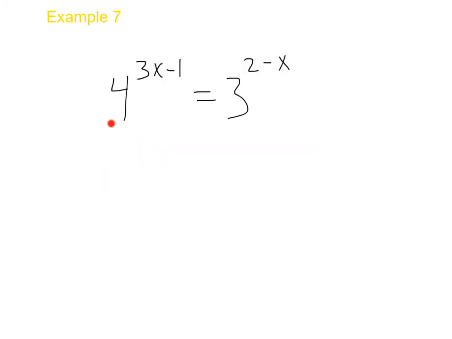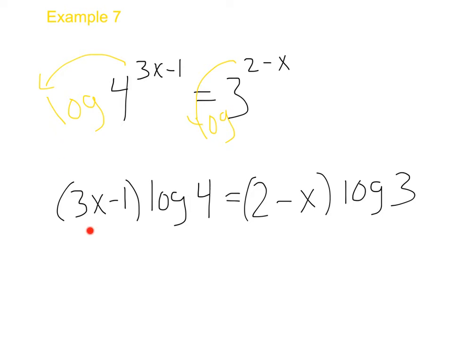Example 7, 4 to the 3x minus 1 equals 3 to the 2 minus x. Now we might think of rewriting these with the same base, but I don't see that 4 and 3 have anything in common. I could do 2 squared, but 3, I can't change that to 2, nothing's really going to work there. So, what if we went ahead and took the log of both sides just like last time and used our power rule to bring these guys to the front? Doing that, we'll get 3x minus 1 times log of 4 equals 2 minus x times log of 3.